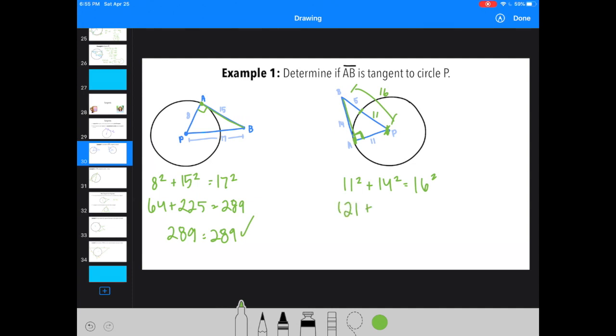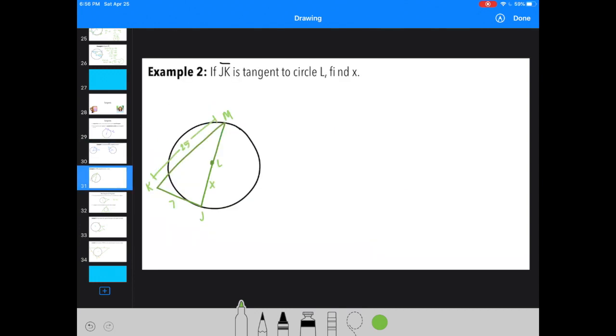11 squared is 121. I do not know 14 squared off the top of my head. 14 squared is 196, plus 121 gives me 317. All right, what is 16 squared? It's 256. Okay, that's not equal. Therefore, AB is not a tangent. Okay, so those are the two type examples you'll see as far as determining if you have a tangent or not. Okay, so let's do some more calculations.